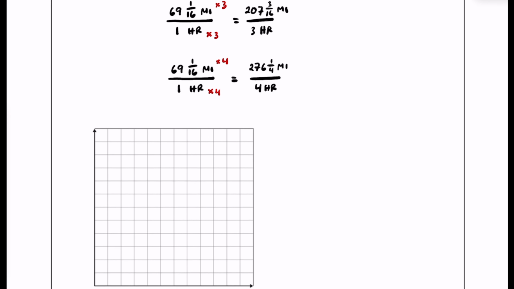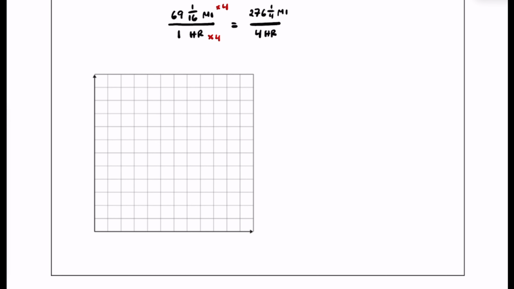So let's go ahead and label that on our graph here. First things first, let's just label a few things. We have the number of hours along the x-axis, the number of miles along the y-axis, and we throw on a title at the top of this graph. I'm going to call this Yael's road trip.